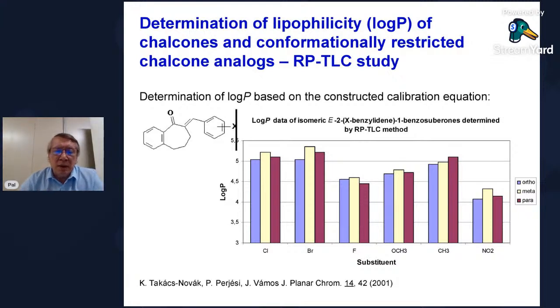So, as a conclusion of our experiments, to obtain optimal log P values from the biological activities, we can tune the log P value of the cyclic chalcone analogs by means of changing the ring size and changing the substituent as well.